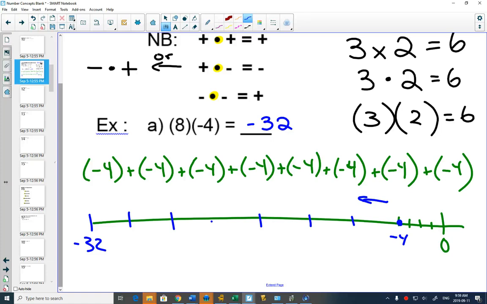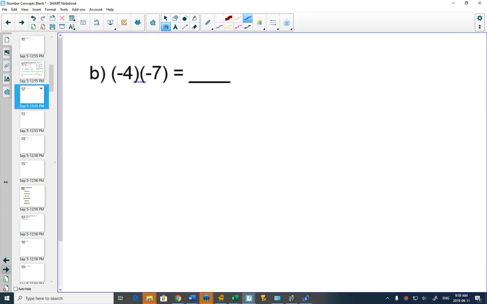So if we go to our next example, we won't do a number line for this. A negative times a negative is going to give us a positive number. And so if we know that the answer is going to be positive, you don't have to write a positive sign, but I'm just putting it there to remind myself. What is 4 times 7? 28. And so our answer is going to be a positive 28.